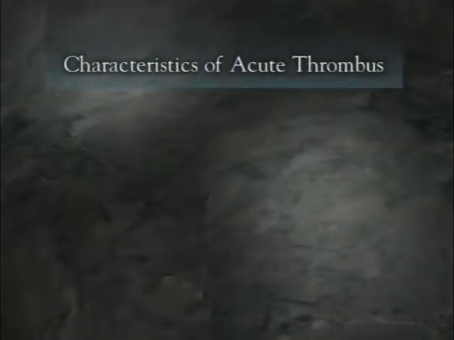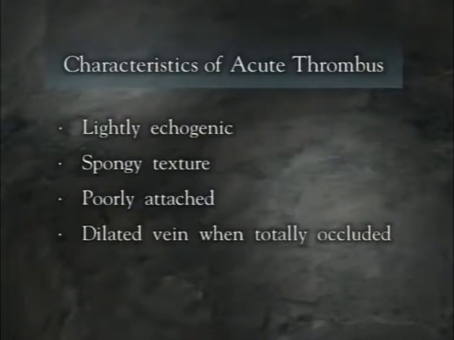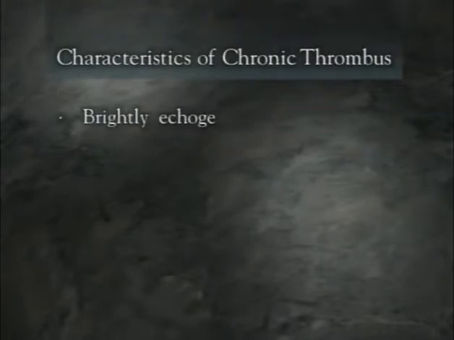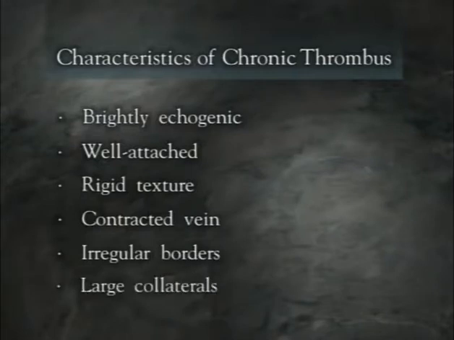Normally, it is possible to obtain sufficient resolution in the larger abdominal veins, such as the inferior vena cava and the portal vein, to allow characterization of thrombus as acute or chronic. You may also be able to image indwelling caval filters. Remember, the features of acute thrombus include lightly echogenic, spongy texture, poorly attached, dilated vein when totally occluded, and smooth borders. The characteristics of chronic thrombus are brightly echogenic, well-attached, rigid texture, contracted vein, irregular borders, and large collaterals.